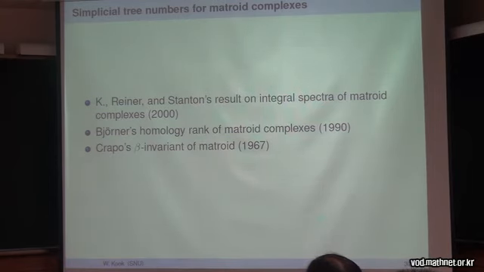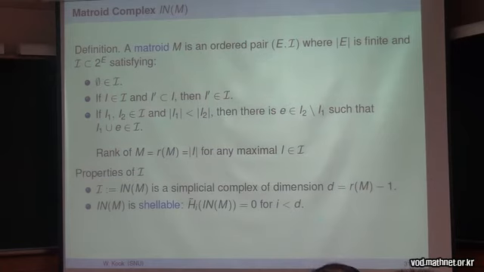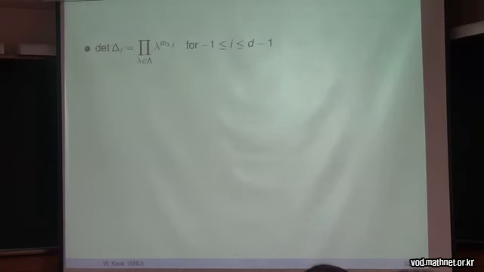If you try to compute the eigenvalues of a combinatorial Laplacian on any small complex, it's very difficult to produce integers. But in this matroid case, they're all non-negative integers. And we need to combine this result with Bjorner's homology rank of the matroid complexes and also Crapo's beta invariant of a matroid. Let me just describe what exactly is going to happen.